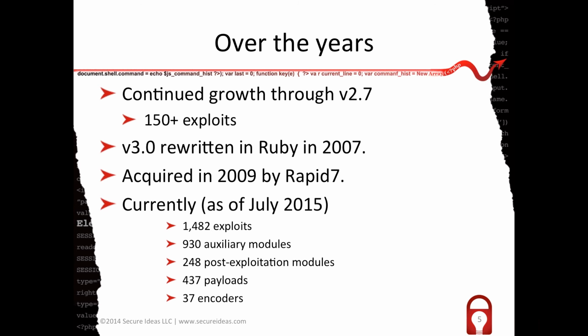So currently, as of July 2015, actually as of yesterday when I did an update, we've got almost 1,500 different exploits within the system. That's a huge step up from the 8 we started with. And then you can see the different other types of modules there. We're going to talk about them in a little more detail in a few minutes.